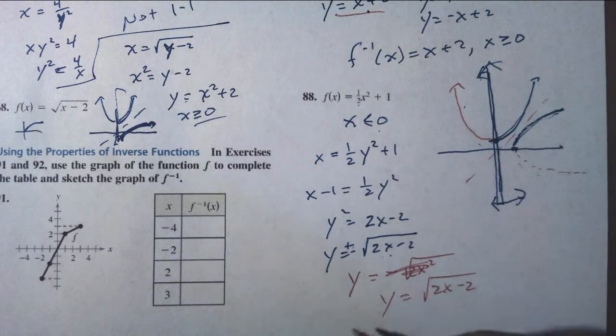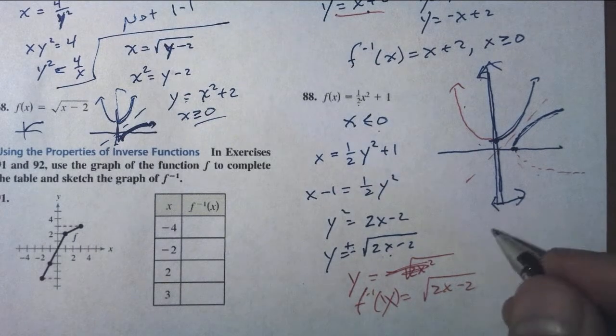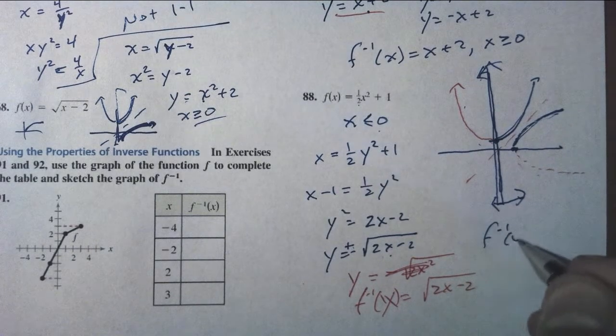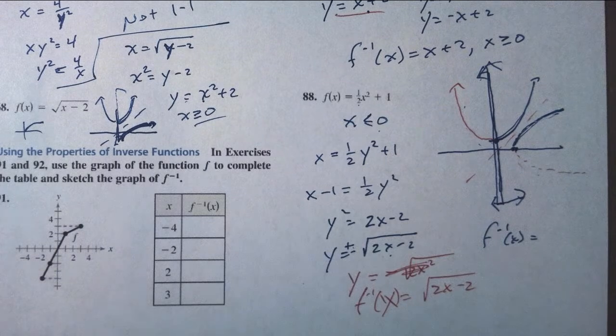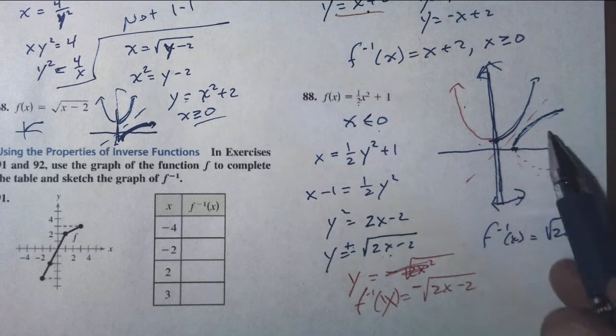So this would be the red inverse of x. The blue inverse of x, f inverse x, would be, the red one's the negative. The blue one is the positive square root of 2x minus 2. It's the top half.